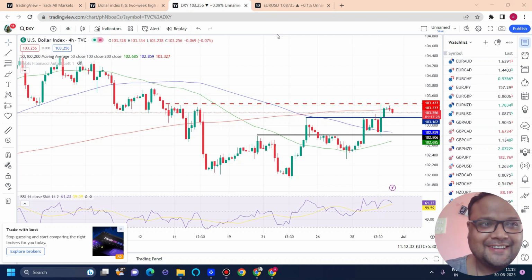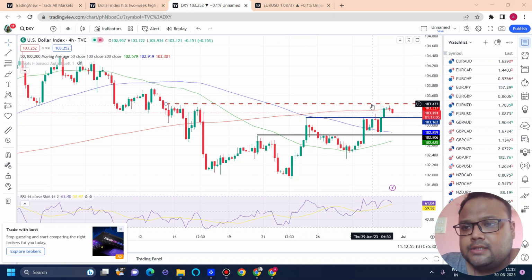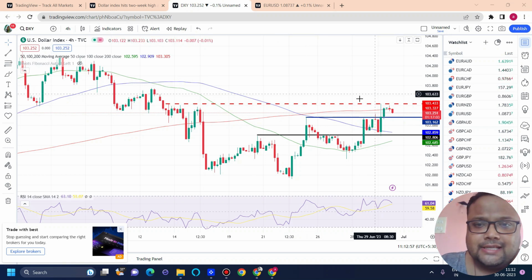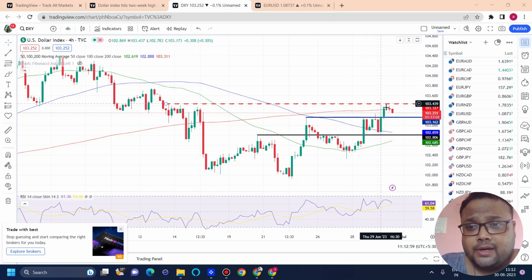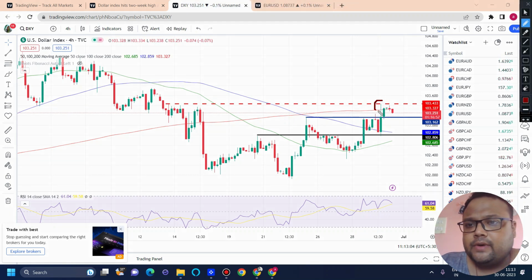So let's get started. My dear friends, finally, DXY has crossed the previous high of 103.14 and made a high of 103.43, and right now we can see that after making this high, DXY is going for some correction. But this high made by DXY gave us the confirmation that the market is still bullish, and there is a high chance of a trend reversal here.